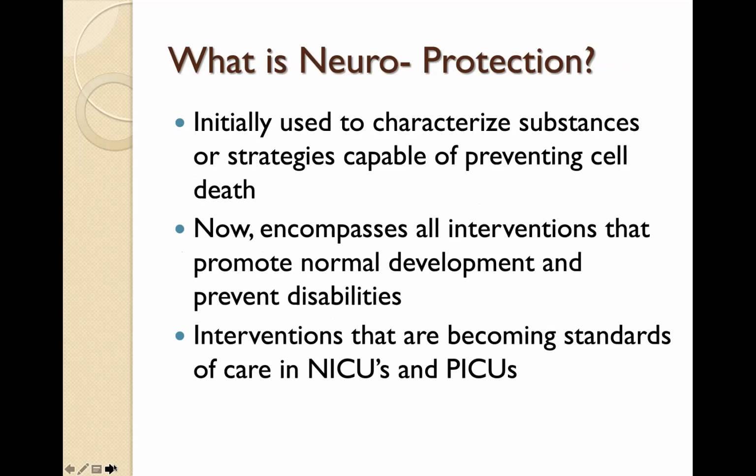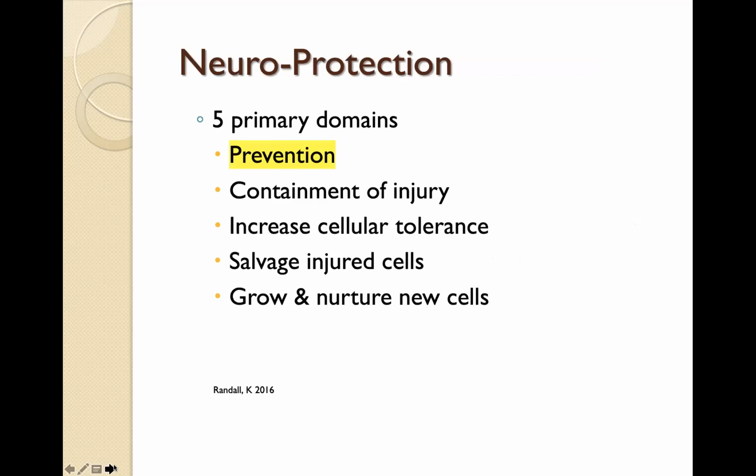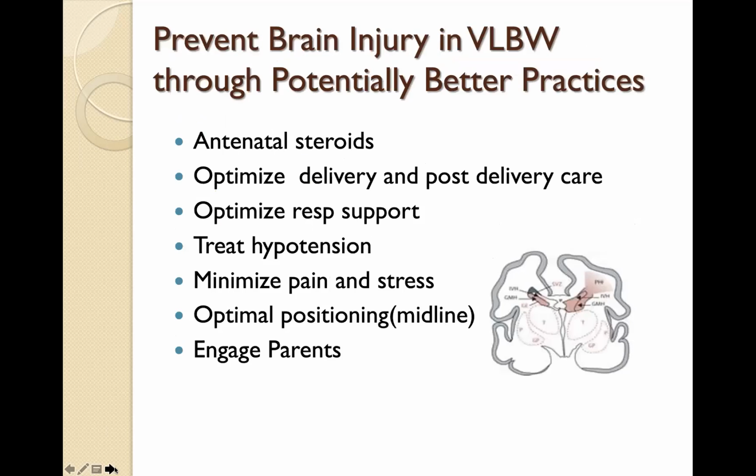But now it encompasses all kinds of interventions that promote normal development and prevent disabilities, and they're becoming more and more standard in the care in our NICUs and PICUs. Next year's CPQCC project is actually the NeoBrain, where we're going to be focusing on strategies to provide neuroprotective strategies in the NICU. There are 5 domains, and what we're going to be focusing on is prevention. But apart from prevention, we have containment of injury, increasing cellular tolerance, salvaging any injured cells, and then hopefully growing and nurturing new cells. So what are some potentially better practices?